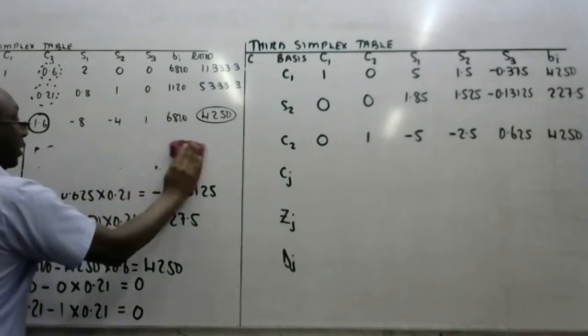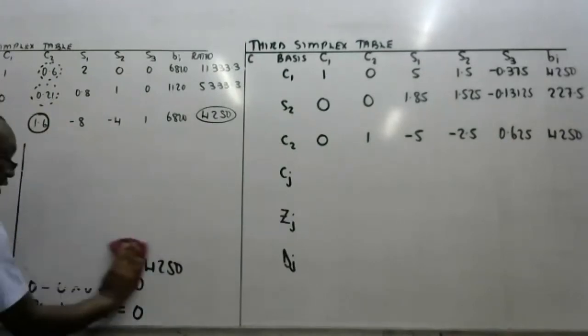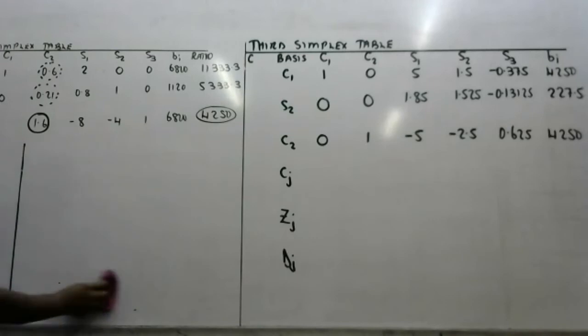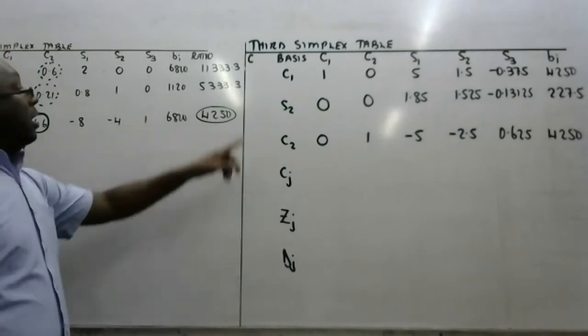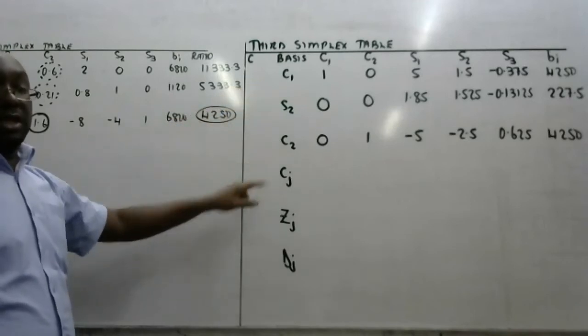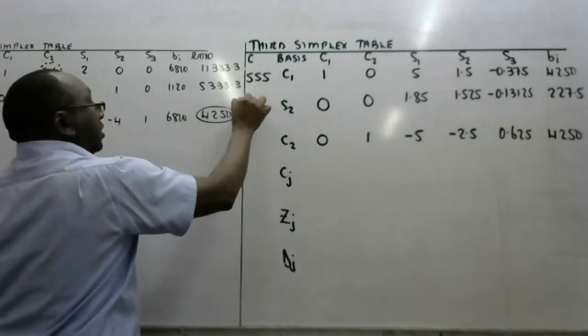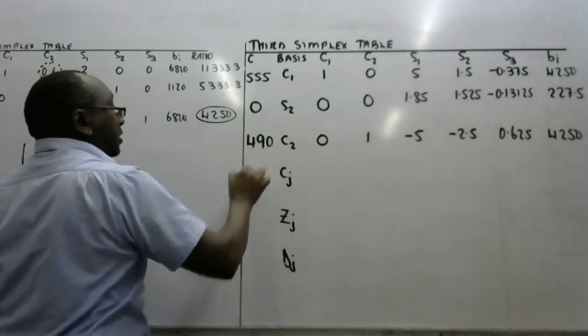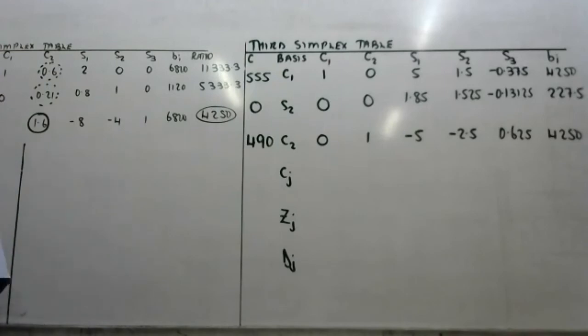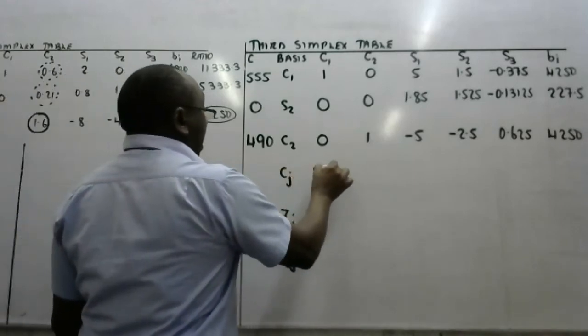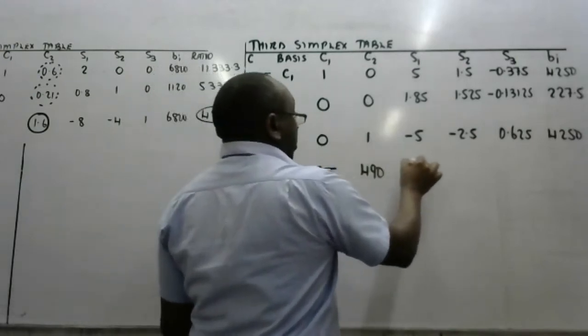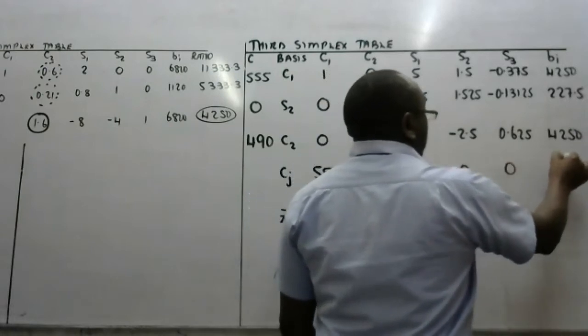The next thing is we should now record the contribution margins here in the column C. So for C1, the contribution margin is 345. S2, it is 0. C2 is 490. Those are the corresponding contribution margins. CJ, we say that one does not change. So it remains 345, 490, 0, 0, 0, 0.